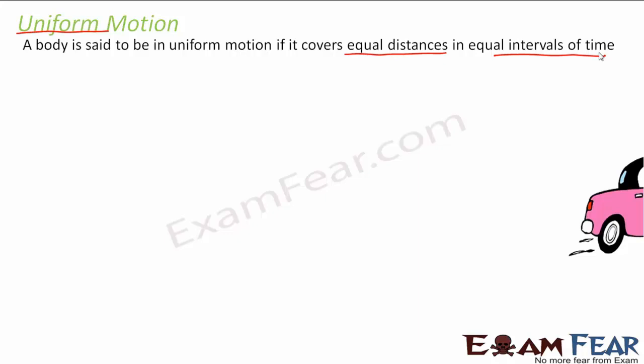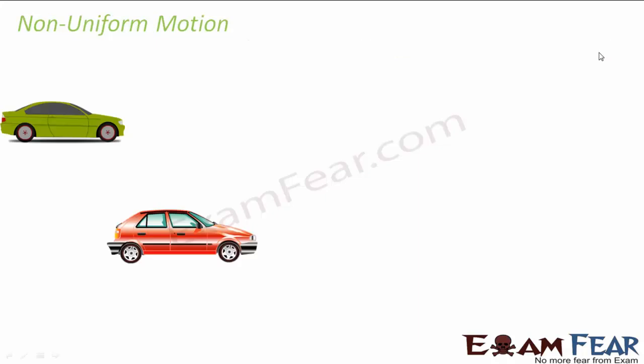That means for every hour, it is covering 40 kilometers. After 1 hour, it covered 40 kilometers. After 2 hours, it covered 80 kilometers. After 3 hours, it covered 120 kilometers. That means every 1 hour, it is covering 40 kilometers. So that is known as uniform motion.